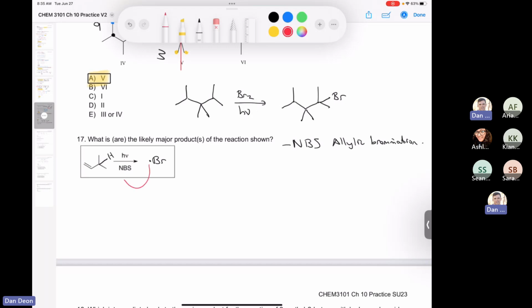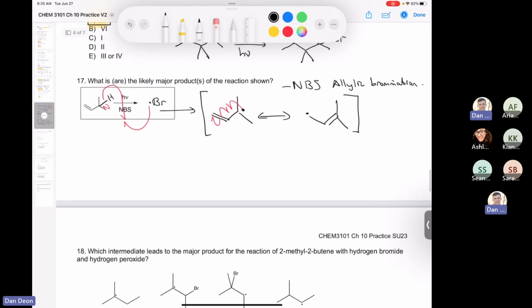So let's draw the mechanism for that. So I'm just going to draw it like this, okay? And let's draw the radical that you would get from that. So it's going to look a little something like this, okay? So now we're going to draw the resonance form, which looks like this, okay? Let's draw that guy, which looks something like this. There we go. And so bromination can occur at both of these positions, all right? So bromination can occur at both of these positions.